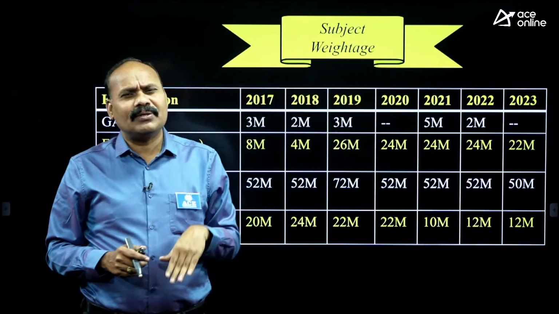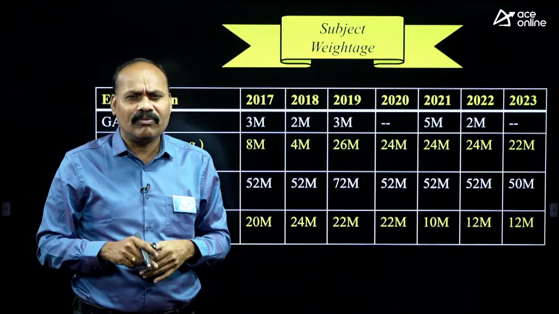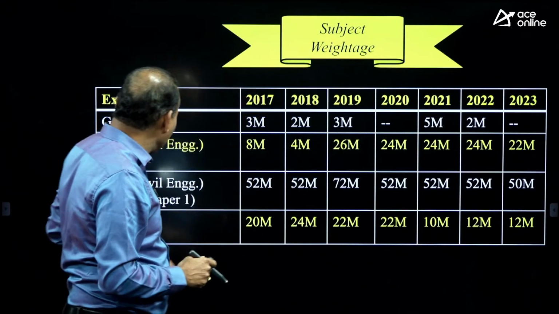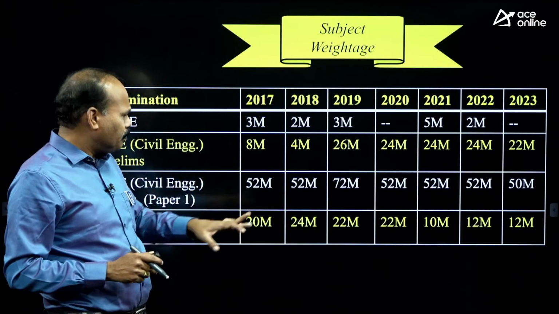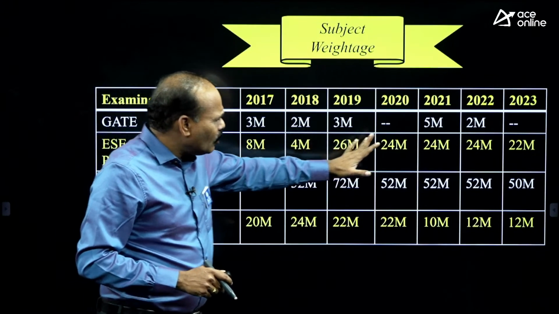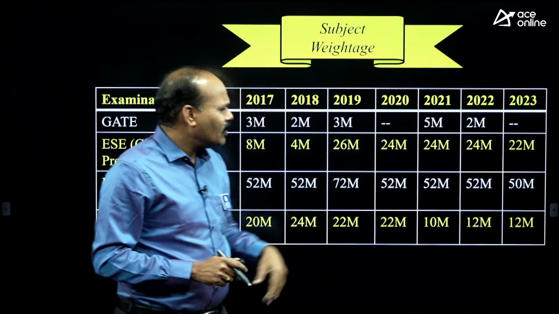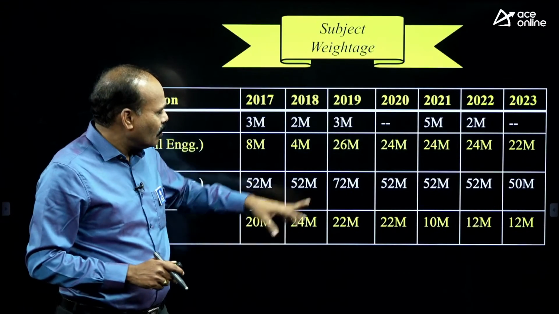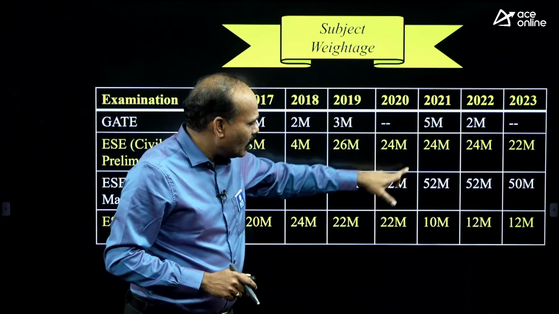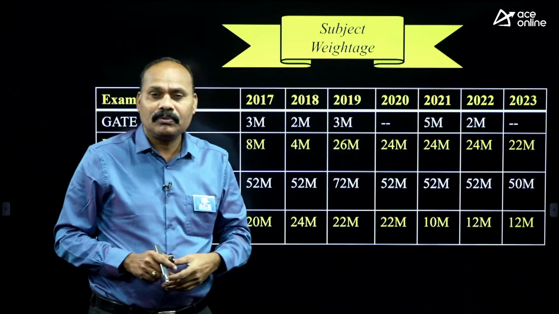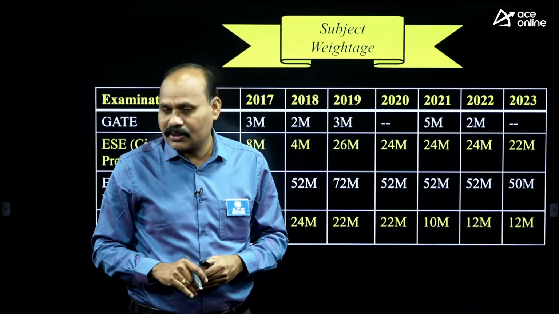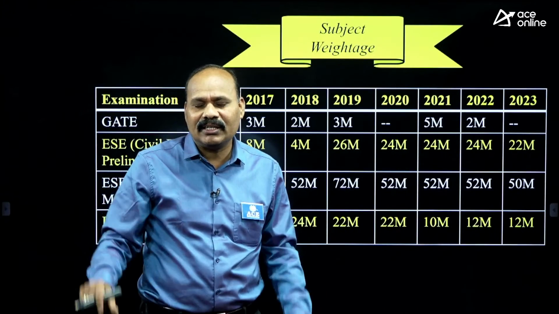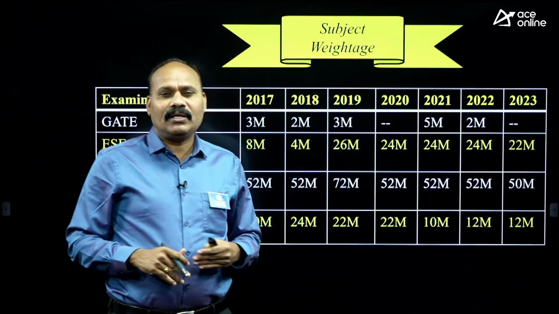See how the weightage is becoming very, very important. In ESE Civil Engineering prelims, if you analyze the 19, 20, 21, 22, 23 papers, it is 26 marks, 24 marks, 24, 24, 22. So what do you understand? At least you will get 20 marks. So 20 marks guaranteed.